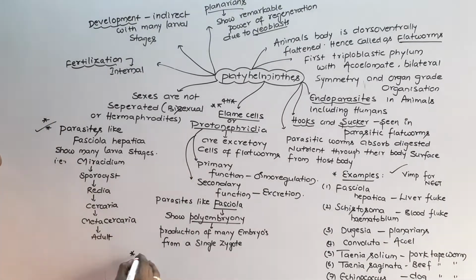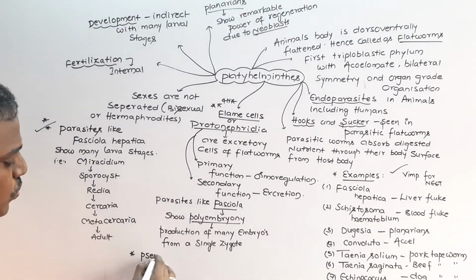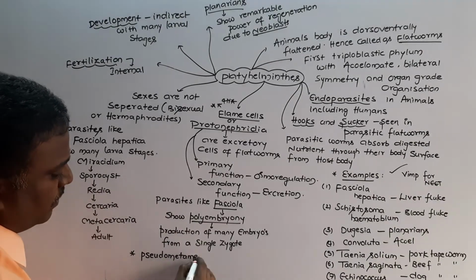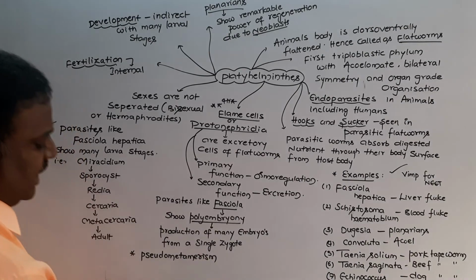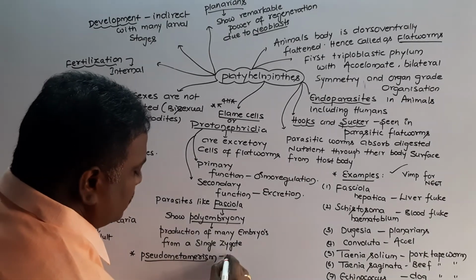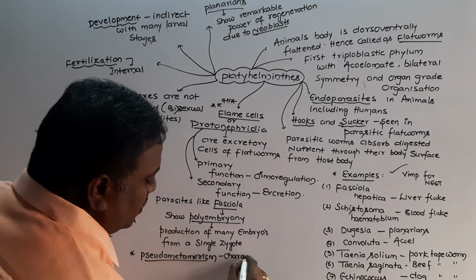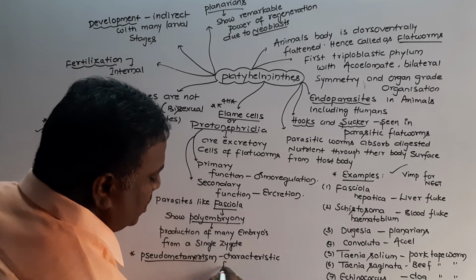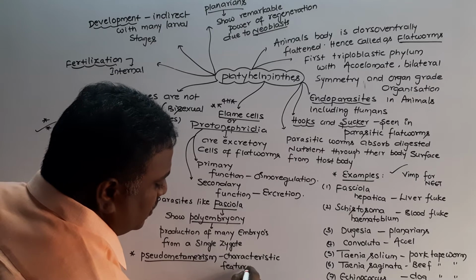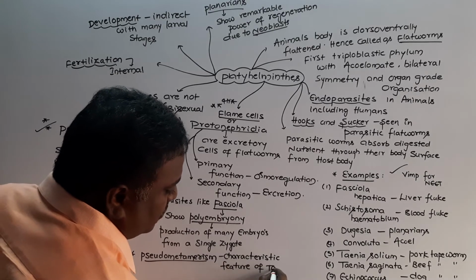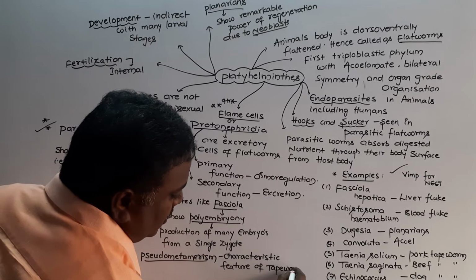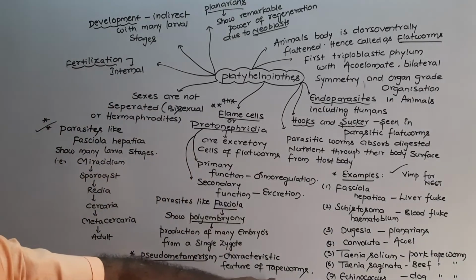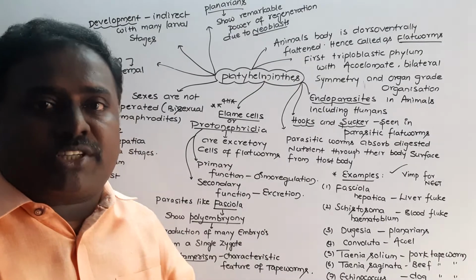The characteristic feature of all tapeworms is pseudometamerism. Pseudometamerism is the characteristic feature of which flatworms? Tapeworms. That's the most important.